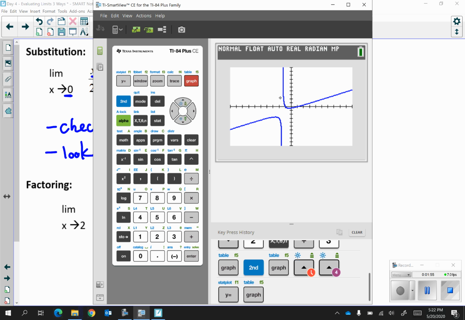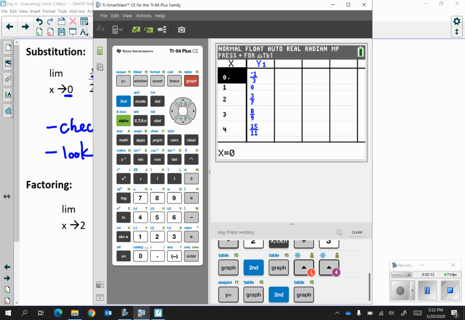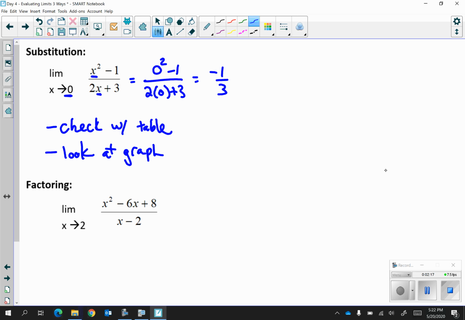If you look at it coming from the left, we're approaching -1/3, and if you look at it coming from the right, we're still approaching -1/3. So everything seems to work out. But keep in mind that you want to check the table just to make sure everything is good. And at 0, you do indeed come to -1/3. So because the table and the graph check out, we can say that this is confidently our answer.